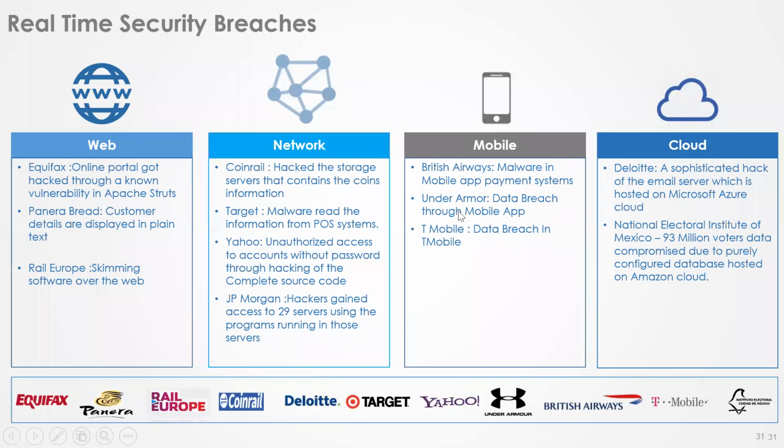Under Armour. This is a fitness app, I guess. Attackers compromised that app and took all the details of the customers. British Airways. This is with respect to flight booking apps. Again, they compromised the mobile app payment gateway. Deloitte, National Electric. Like this, security breaches are there in each and every domain.